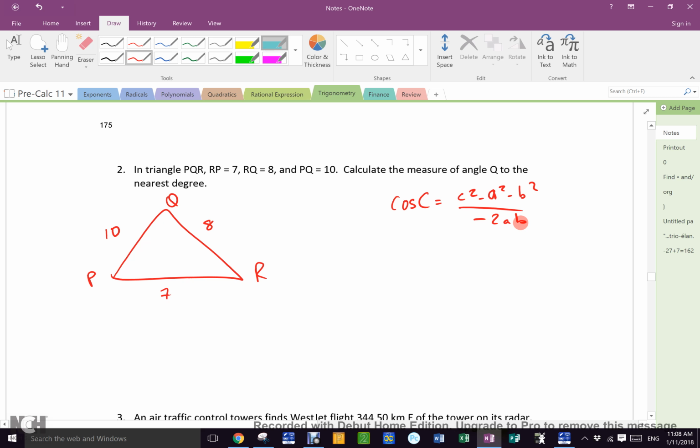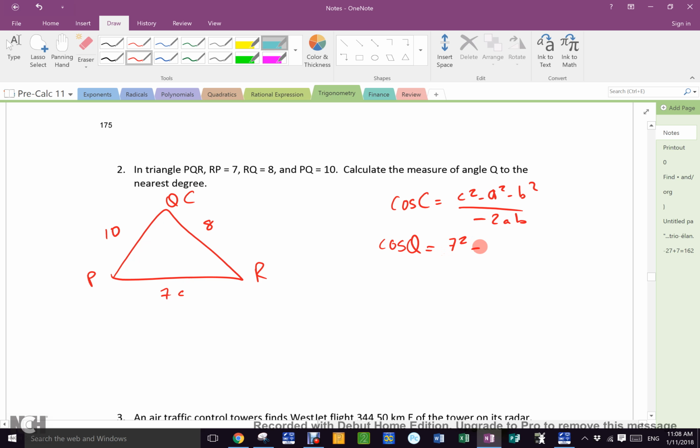That found me cos of C. But I do not want cos of C. What do I want? Q. So can I take this knowledge and work over here? If I want Q, then this becomes big C, doesn't it? And this becomes what? Little c, and then do the other two matter? No. So I need cos of Q equals q squared, which is what? What's q squared? What? 49. Or 7 squared.